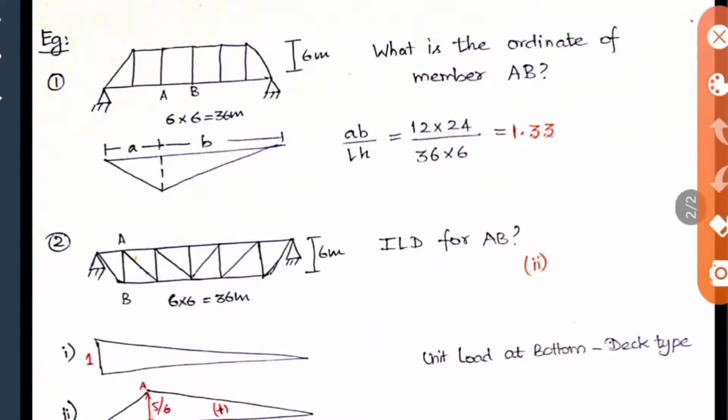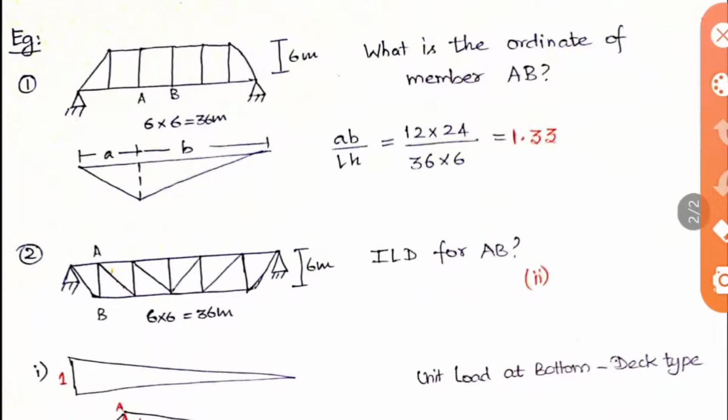Okay, so now let us see the two examples. Here an example is given. This is a truss having 6 panels, 6 into 6, 36 meters. So the total span is 36 meters and the height is 6 meters. What is the ordinate of member AB? This is the ordinate. Here AB is the bottom chord member.